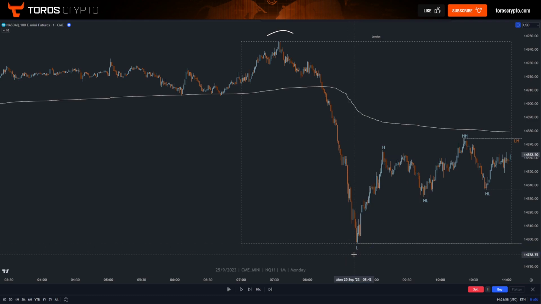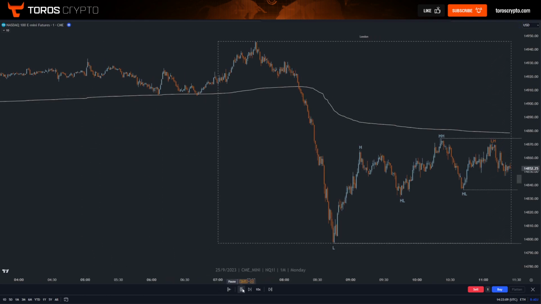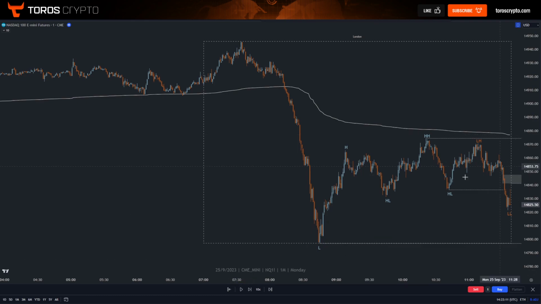That could have given a short opportunity, or what we have seen from then is that we create this lower high, then price breaks down. So you go from low, high, higher low, higher high, higher low, lower high, lower low. So you get that breakdown in market structure, a change in market structure there.